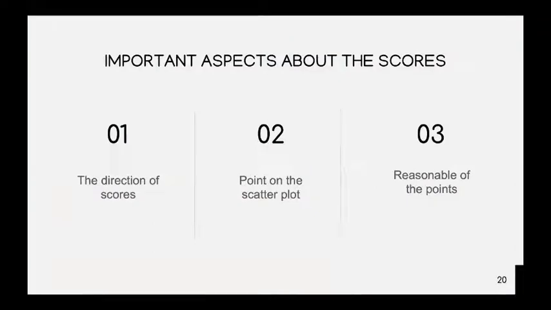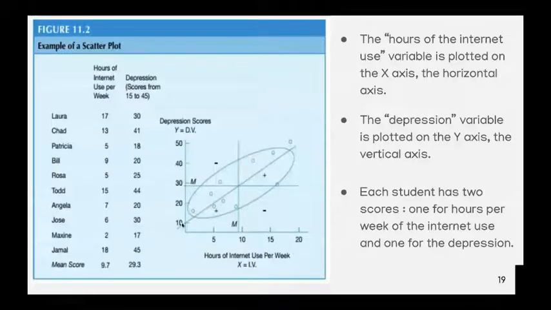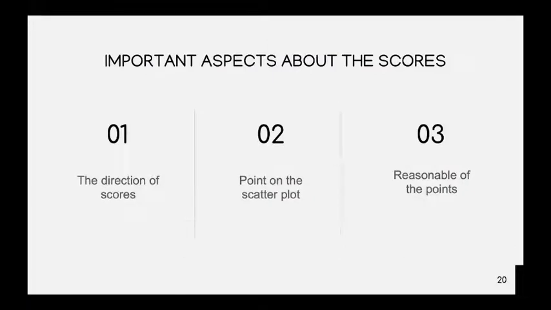Here are the three important aspects about the scores. Number one is the direction of scores. The direction of scores shows that when X increases, Y increases as well, indicating a positive association. Number two is the form of the points on the scatter plot. The points on the scatter plot tend to form a straight line. As you can see here, it is a straight line.